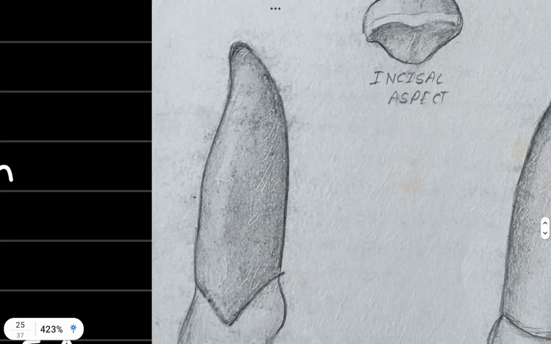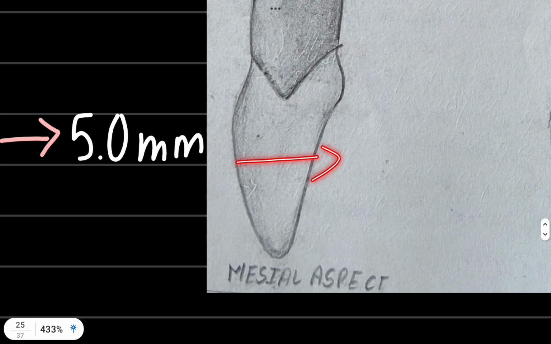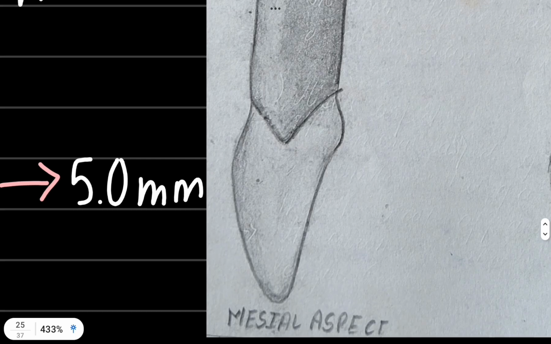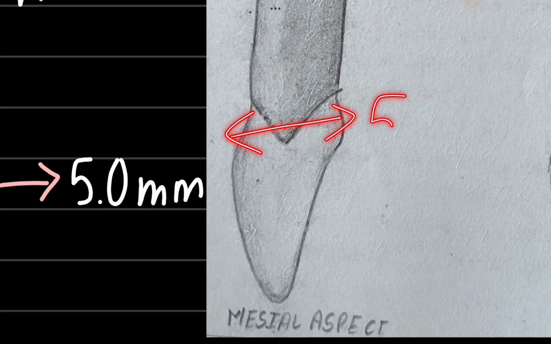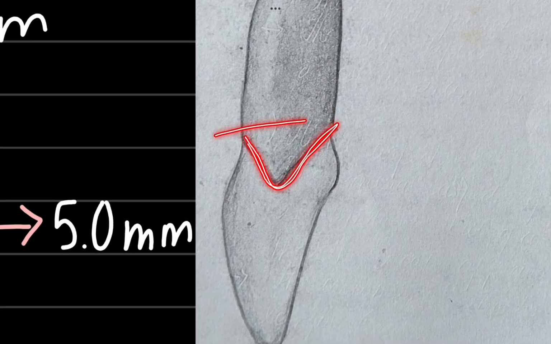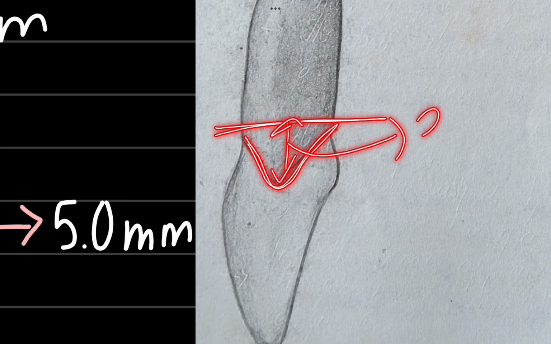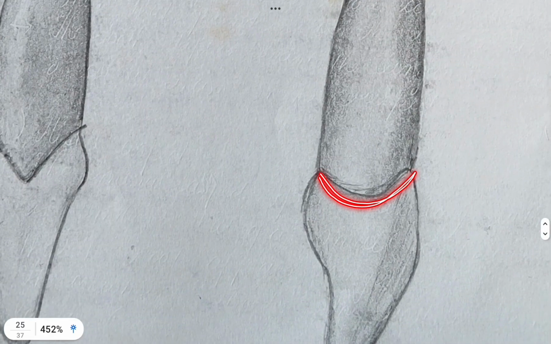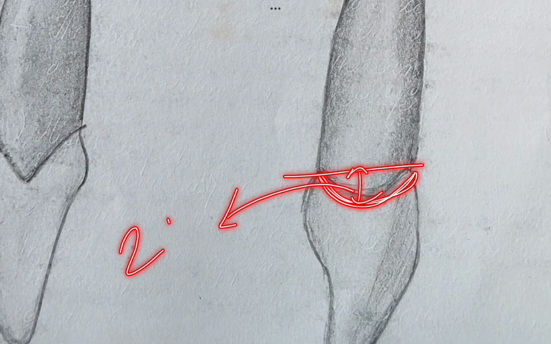Then we have the labiolingual diameter. This is the labiolingual diameter. It is 6 millimeters. Then the labiolingual diameter at the cervix is 5 millimeters. Then we have the length of the curvature of the cervical line. This is the imaginary line that we draw. This is the length of the curvature. For the mesial side it is 3 millimeters. And for the distal side, as you can see, this is quite less than the mesial side and it is 2 millimeters.